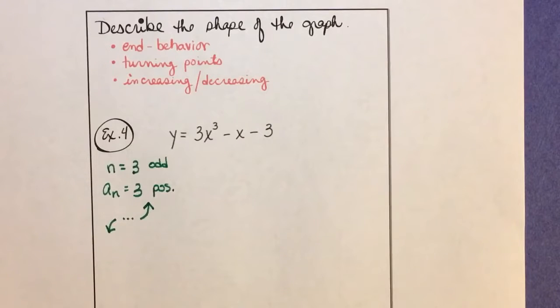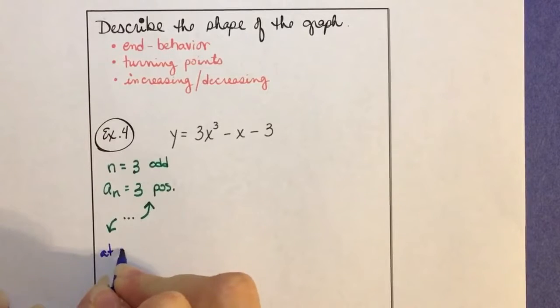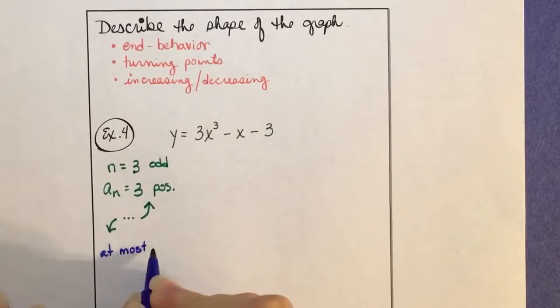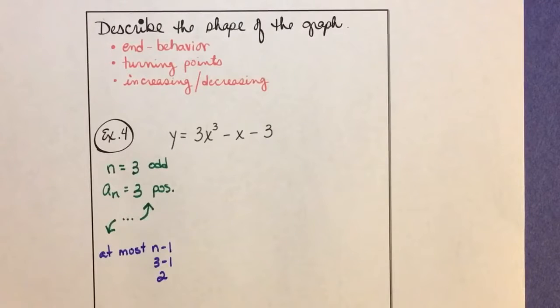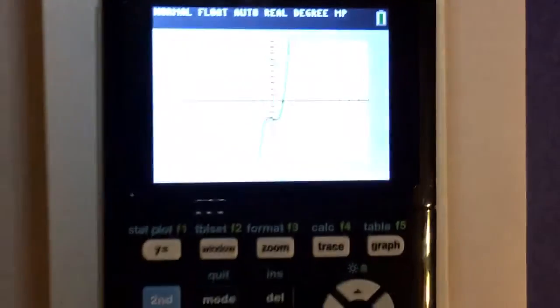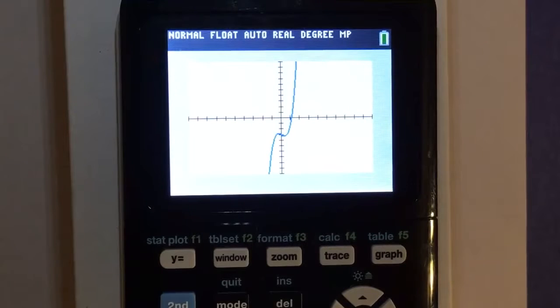Now, number of turning points. So what you would do there is you would say at most. Make sure you write those words. So it's at most n minus 1. So that would be 3 minus 1, which is 2. So you would state that you have at most 2 turning points. Okay? Now, on the increasing and decreasing, you're going to have to put this in your calculator. So just type it in your y equals. And this is what you're going to see.